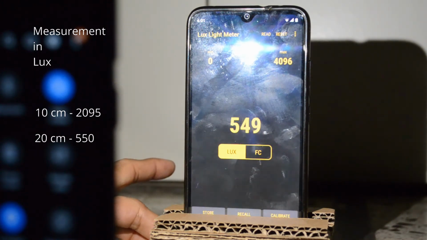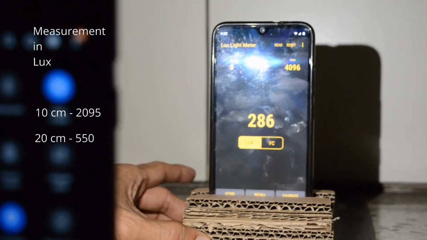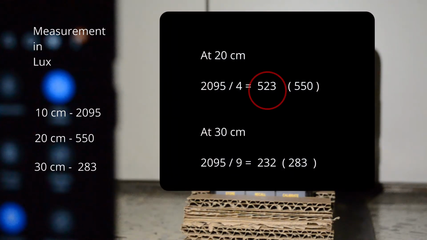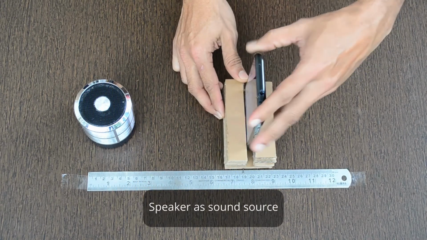Though values are not exactly proportional to distance, they are quite indicative. As per these findings, at 20 cm, we should get a reading of 523 lux, but we got 550 lux. At 30 cm, we should get 232 lux, but actually got 283 lux. The readings as per this setup are not exactly like the inverse square law, but they are very close to the actual findings. The same can be tried with sound as well.